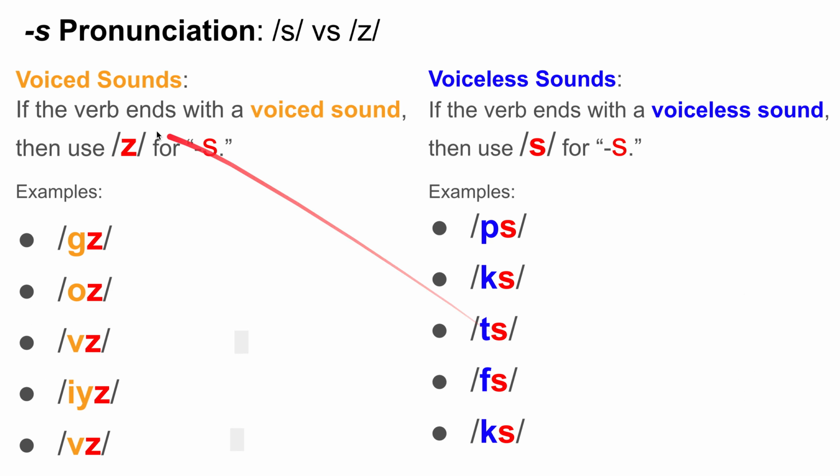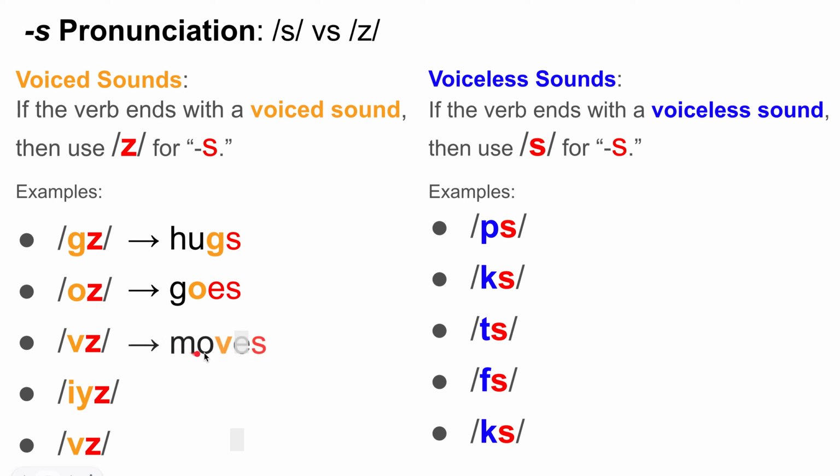Now, if the verb ends with a voiced sound, then z is used for s. For example, hug. Here g is voiced, g, g. So we pronounce s as a z, as in hugs. Okay. Go. Here o is voiced. So we pronounce es as a z, goes.